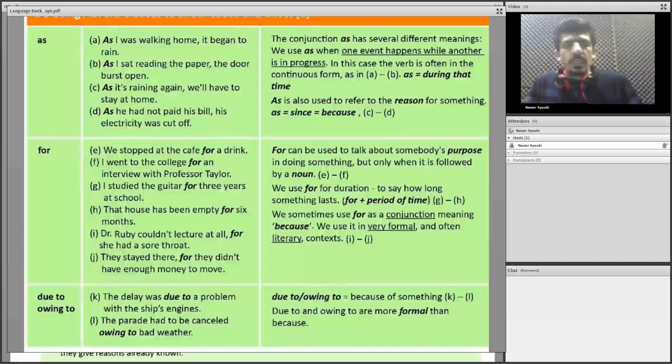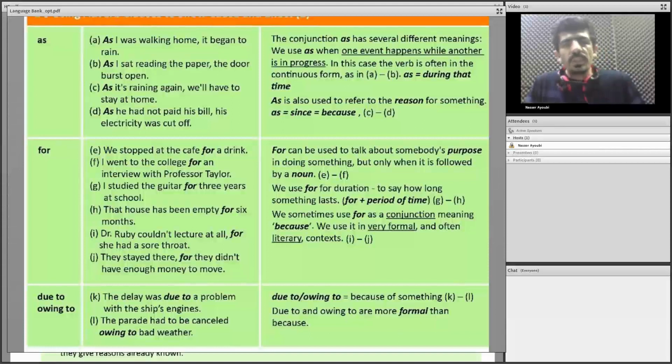A, as I was walking home, it began to rain. B, as I sat reading the paper, the door burst open. Burst open means open suddenly. C, as it's raining again, we'll have to stay at home. D, as he had not paid his bill, his electricity was cut off.